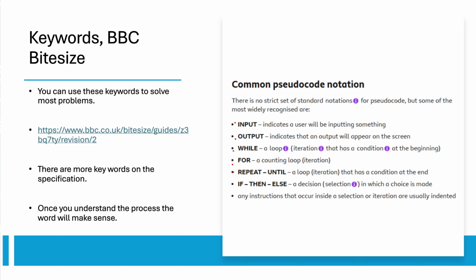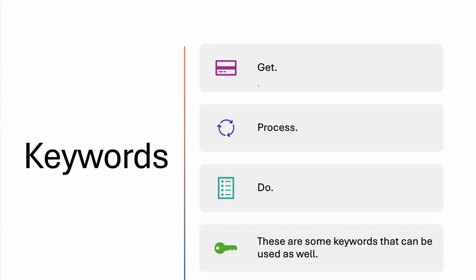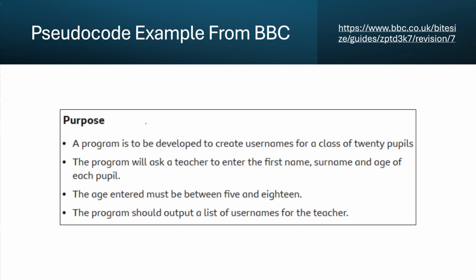Repeat until, a loop iteration that has a condition at the end. And then the if, then, and else, a decision or selection in which a choice is made. Again, we will go over this, so do not worry. Here are some extra words that you might be able to use in your pseudocode as well. Get, process, and do. This is a pseudocode example again from the BBC website.